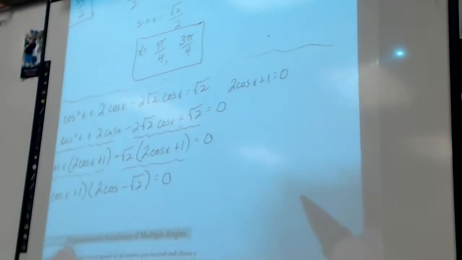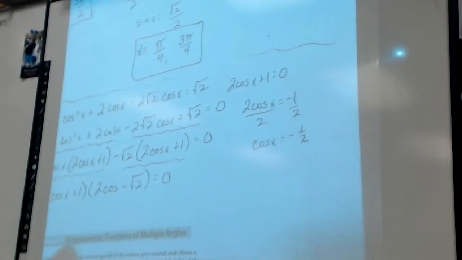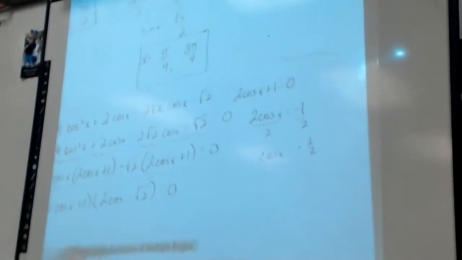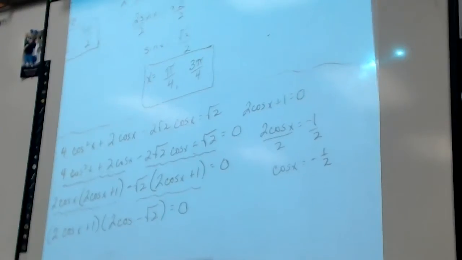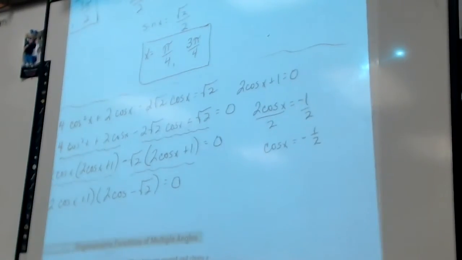So we have 2 cosine x plus 1 equals 0. Subtract 1. Divide by 2. It's just going to be negative, because we didn't take a square root. All right. So cosine is equal to negative 1/2.